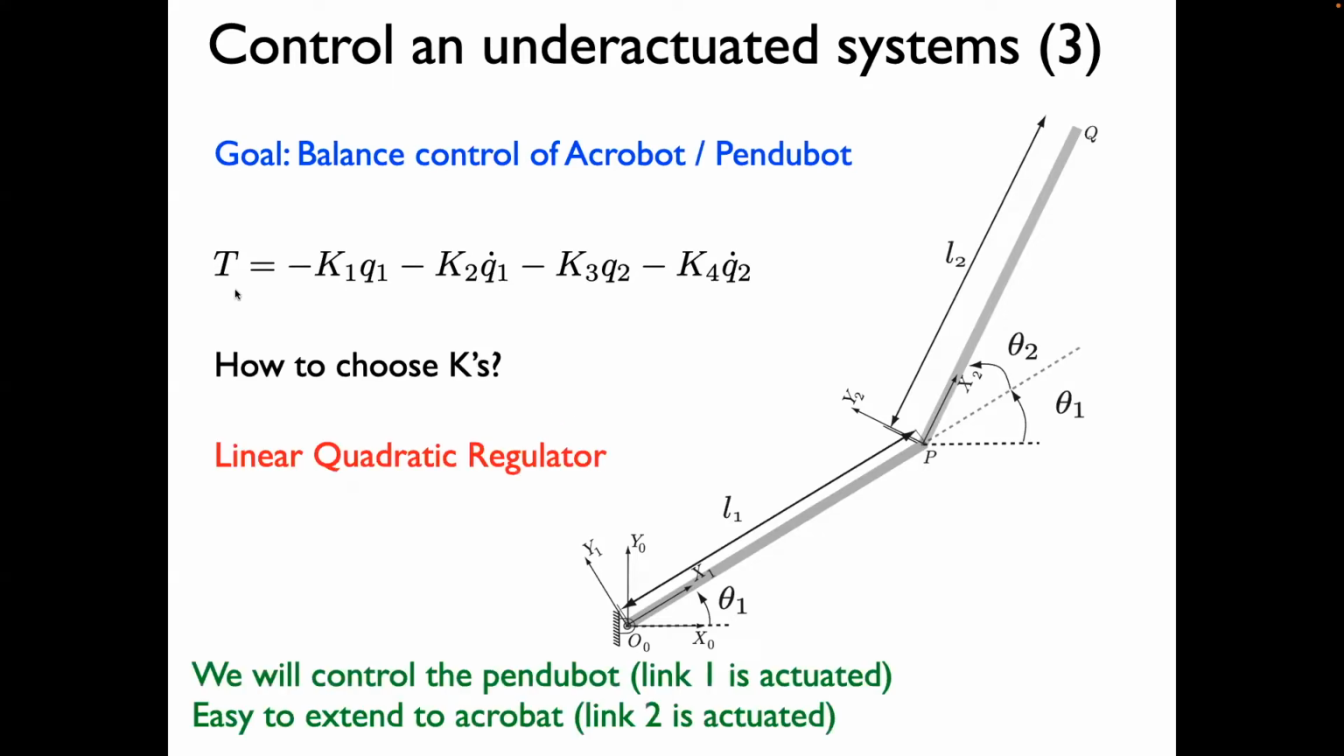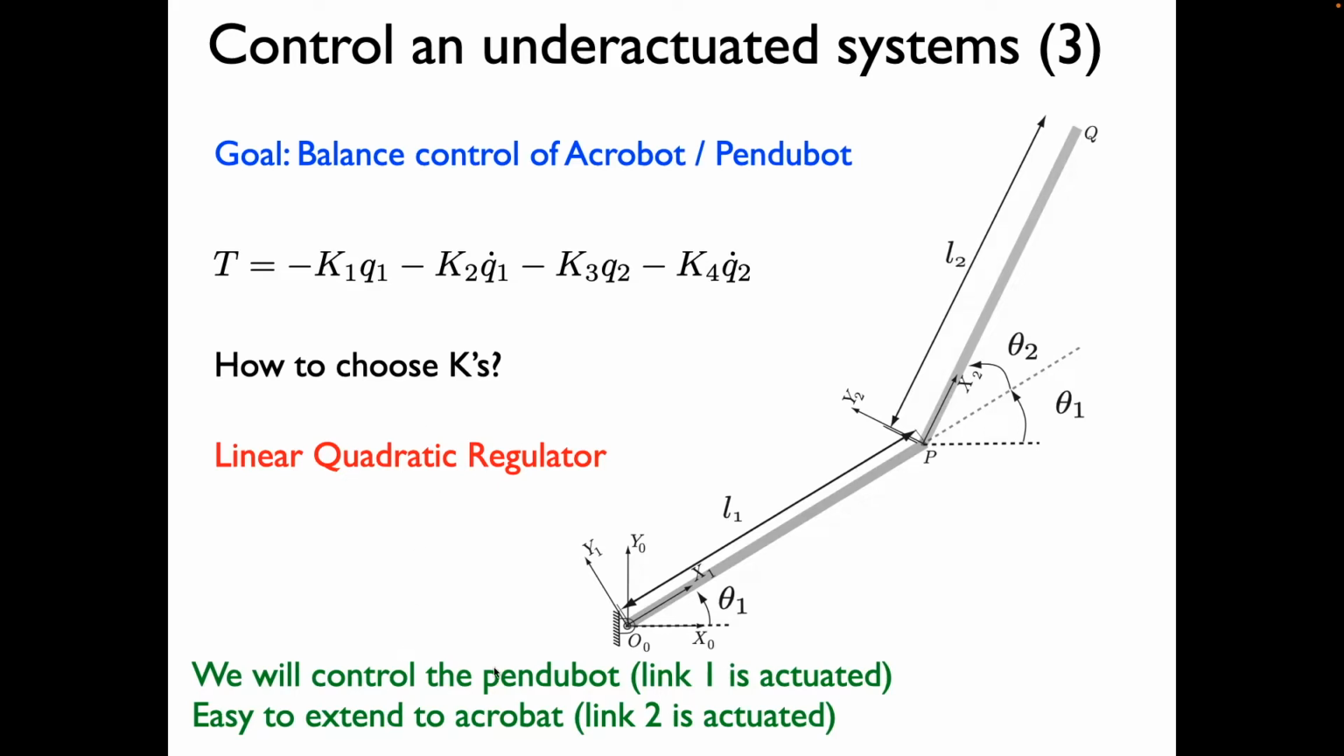In this case, when we are trying to figure out the torques, we need to choose these gains such that the system is balanced in the upright position. It's not very intuitive how you might go about choosing these gains. What we're going to do is use a technique called linear quadratic regulator to choose these gains.